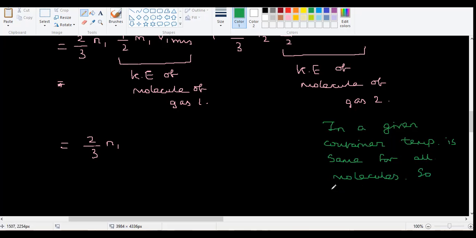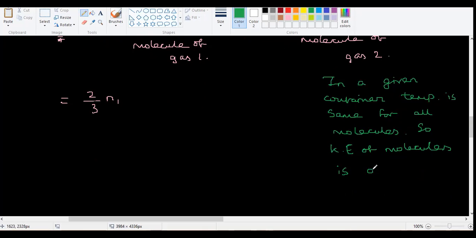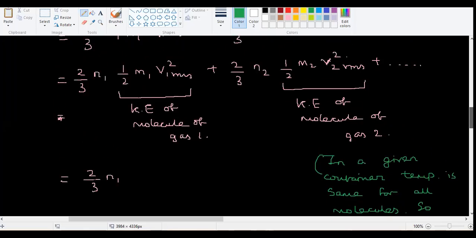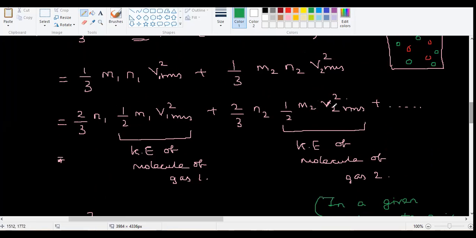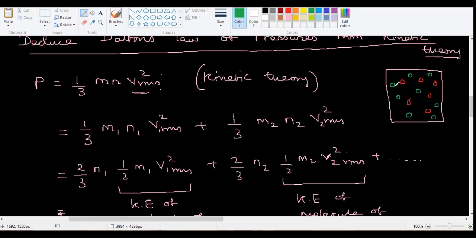So kinetic energy of the molecules is also same. It's a bit confusing concept. What we mean here is the kinetic energy is same, but that doesn't mean that the velocity is same, because there is mass and velocity. If you take hydrogen and oxygen, the oxygen molecules are much bigger. So the green ones are much bigger, which means they'll be running slower, whereas the hydrogen molecules will be smaller, which means they'll be running faster.